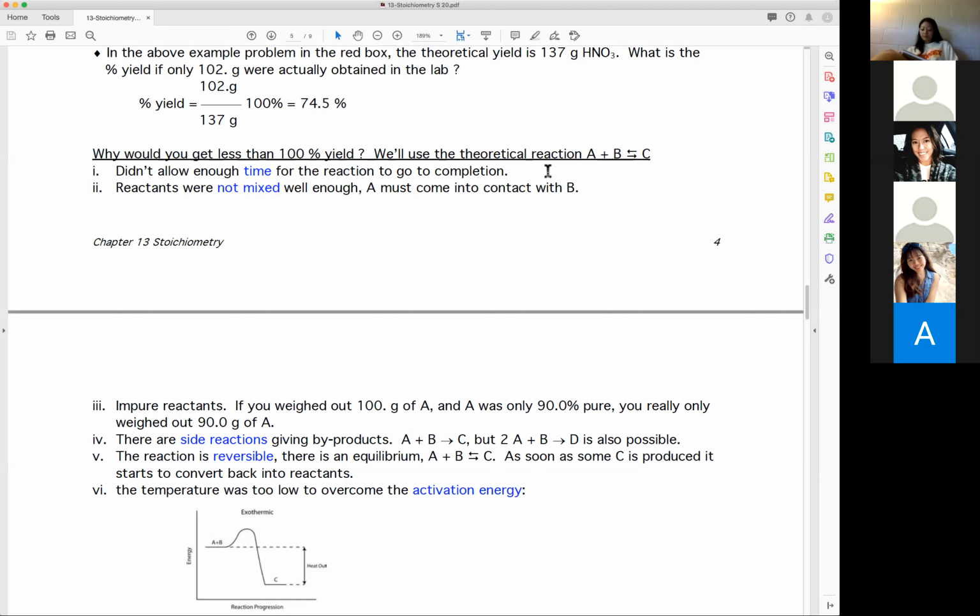Another possibility, looking at this example right here, you need 1 part of A for every 1 part of B. What if you throw them together and you don't mix them? A has to come into contact with B, otherwise you will not have the reaction. Like if you tried to bake a cake and you never mixed it, it wouldn't be a very good cake, would it?